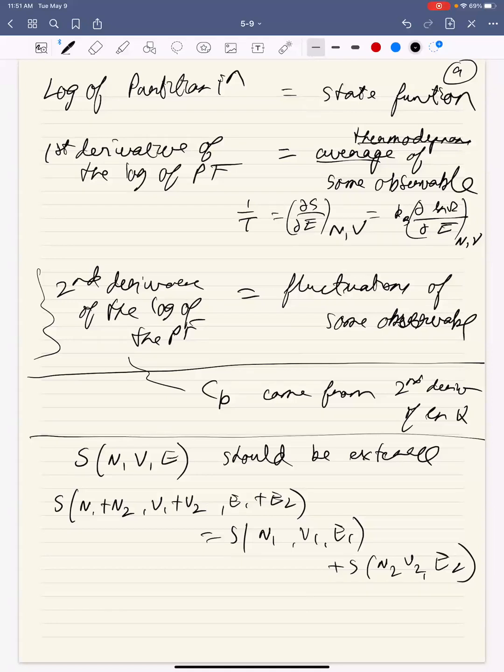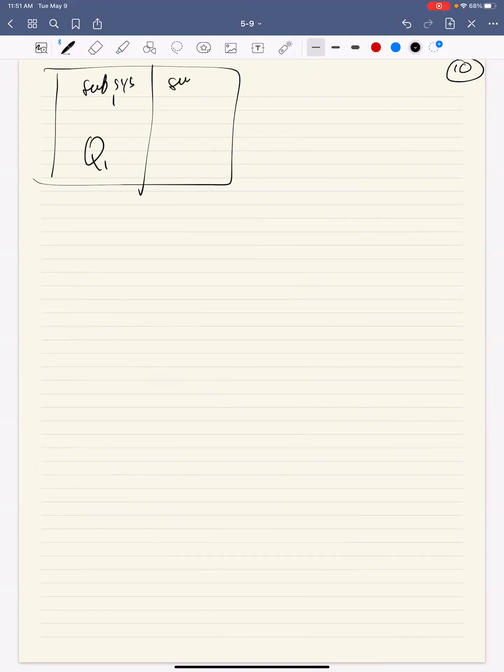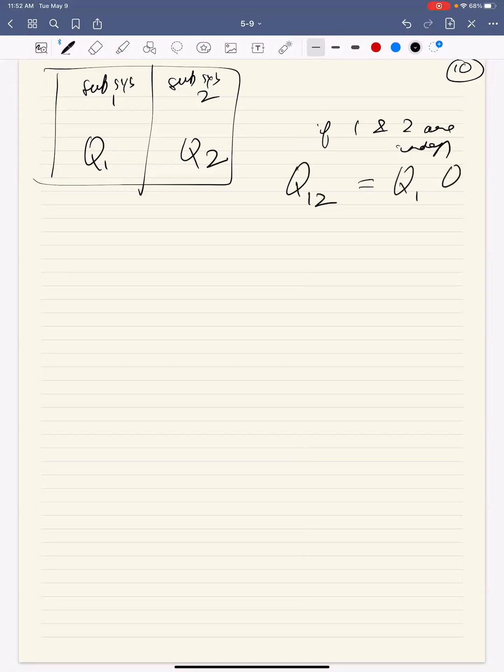Log came out naturally. You could not have defined statistical mechanics without a log. Log is the only function that has this nice property. It could be log to some other base, we don't care about that, but it's a log. And this means that even for other partition functions, if you have subsystem 1 with partition function Q1, and subsystem 2 with partition function Q2, and 1 and 2 are independent, then the partition function for the full system is going to be Q1 multiplied by Q2.